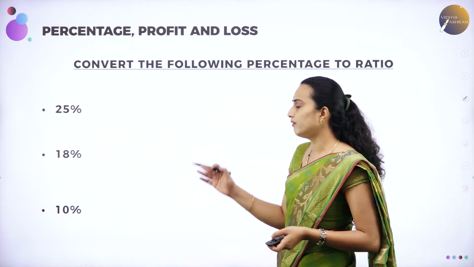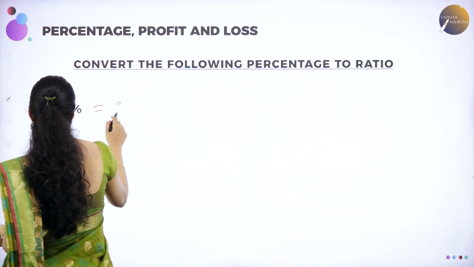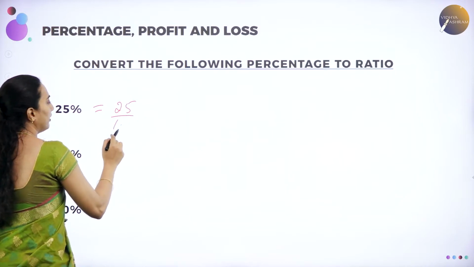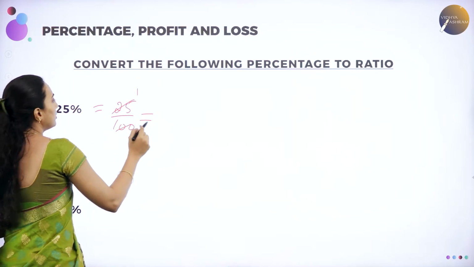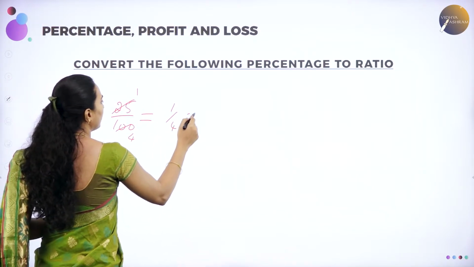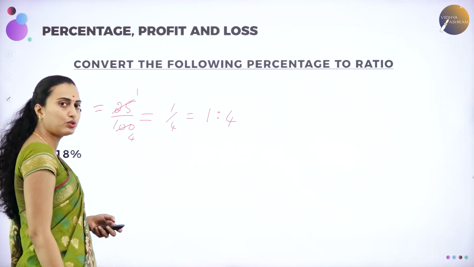25%, convert the given percentage to a ratio. First you need to divide it by 100. Therefore 25 divided by 100 gives you, 25 1s are 25, 25 4s are 100. So you can write this as 1 by 4, which is nothing but 1:4. That's it dear students, how easy it is to convert.